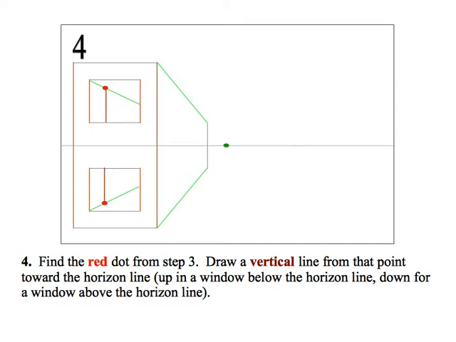Find the red dot from step 3. Draw a vertical line from that point towards the horizon line. You're going to draw that line up in a window below the horizon line, or down for a window above the horizon line.